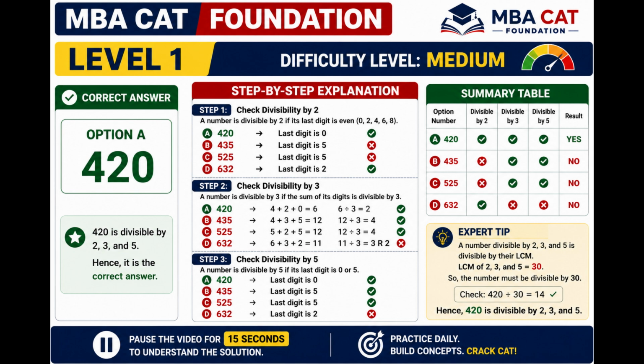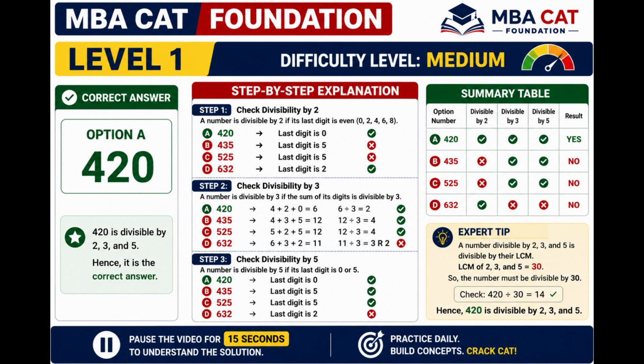420 ends with 0, so it is divisible by 2. 435 ends with 5, so it is not divisible by 2. 525 also ends with 5, so it is not divisible by 2. 632 ends with 2, so it is divisible by 2. After the first step, only 420 and 632 remain.